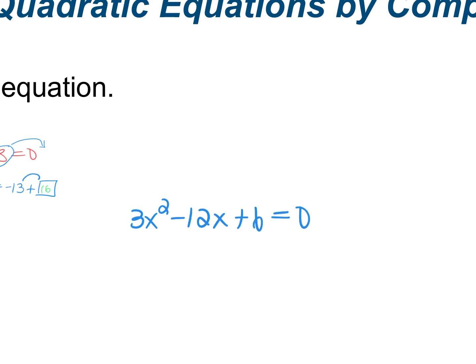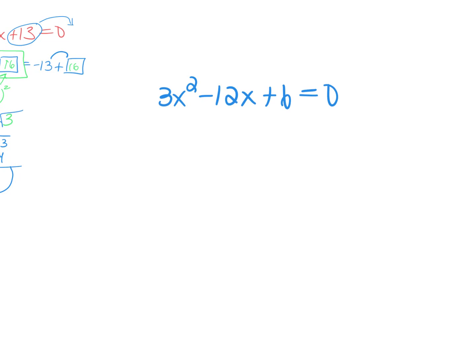All right, and I told you guys, for completing the square, we're only going to complete the square where our a term is 1. And it's going to be nice and pretty. So what could I divide everything by so my a term was 1? 3. Okay, look, if I divide everything by 3, I'm left with x squared minus, what's 12 divided by 3? 4x. 6 divided by 3 is 2, equals 0.